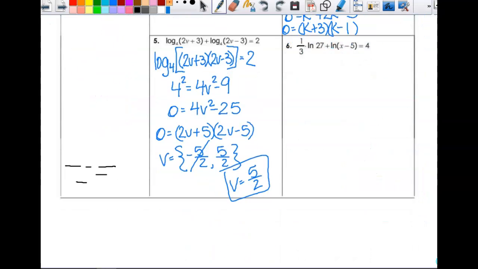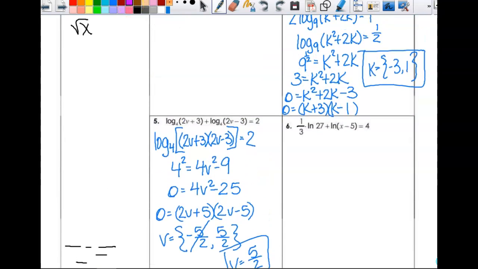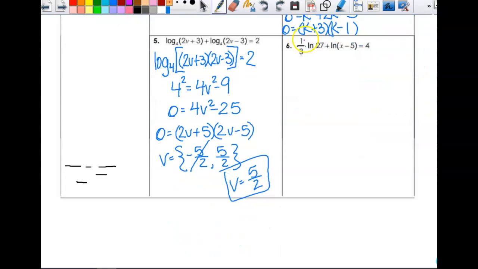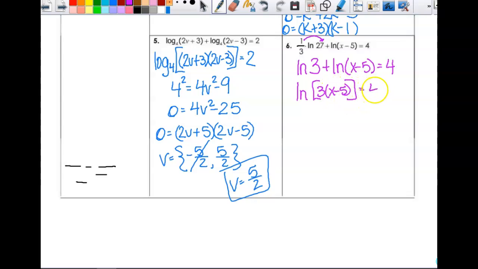All right, so back here. Now, in this case, where I did not want to use this as an exponent before because there was an easier way, here I think I do want to use it as an exponent because that would be helpful to knock that number down a little bit. So this would be the natural log of 27 to the 1/3. What's 27 to the 1/3? 3. Okay, so that becomes the natural log of 3 plus the natural log of x minus 5, and that equals 4. Then I still need to combine them. So this becomes the natural log of 3 times x minus 5 equals 4.